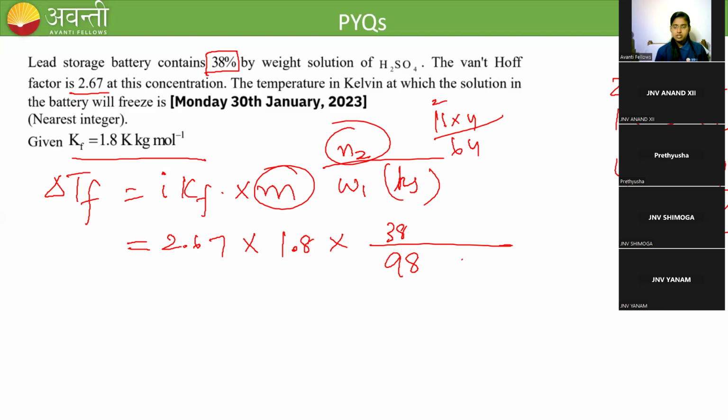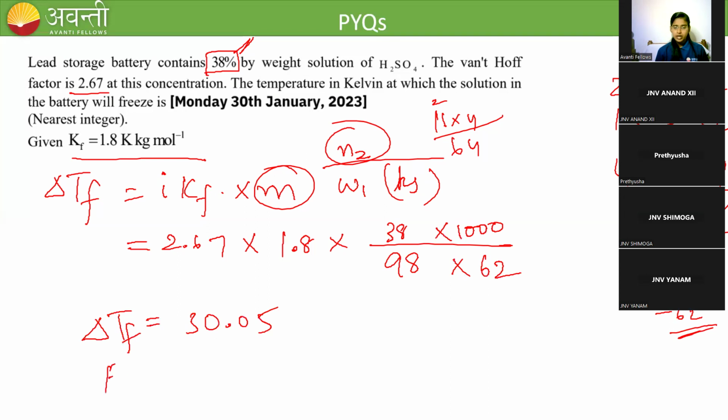So the mass of the solvent has to be calculated. 38 gram is the mass of the solute. Now to find the mass of the solvent, I have to do 100 minus 38, and this will give me 62. So 62 is the mass of the solvent, which I have to substitute here. Now everything is ready, but the 1000 in the denominator will go to the numerator. So it is 1000 here. If you solve this, you will get 30.05 as the value of delta Tf.